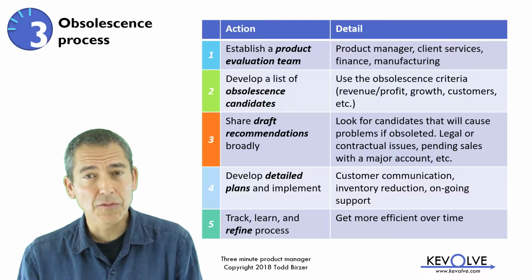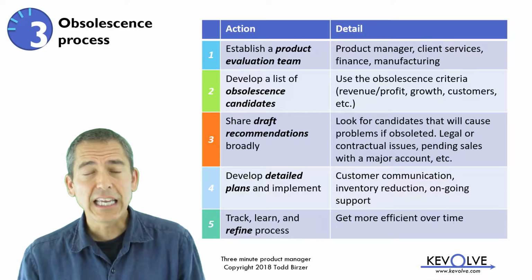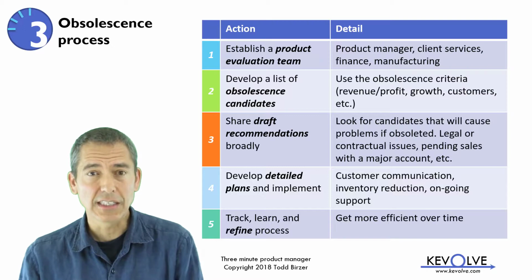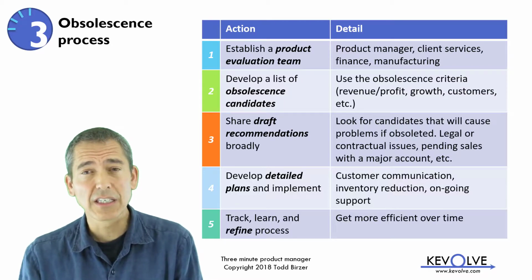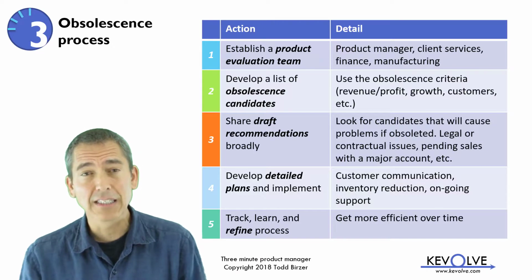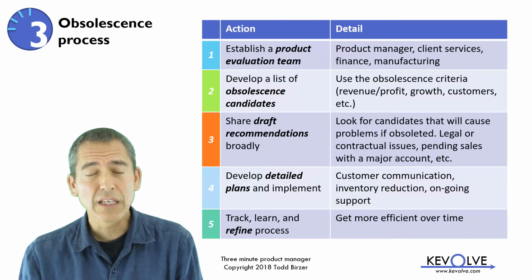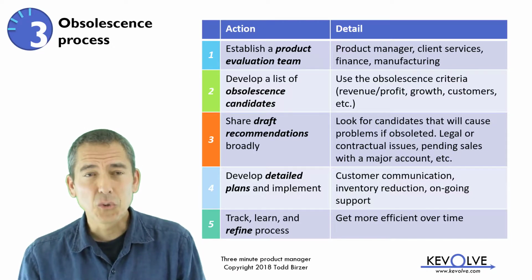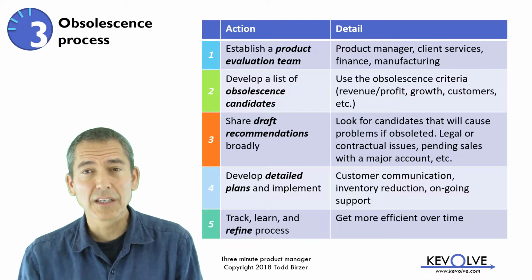We're really looking for any candidates where, if we obsolete a product, it might cause issues. There might be legal or contractual issues that we have to supply this product for a particular client. There might be pending sales with a major account. So go ahead and share that list pretty broadly. Try to find if there's any problems on that list if you obsolete those particular products.